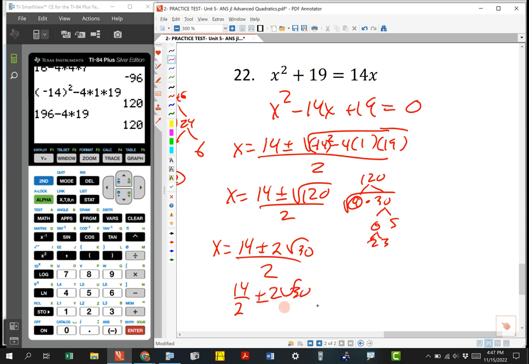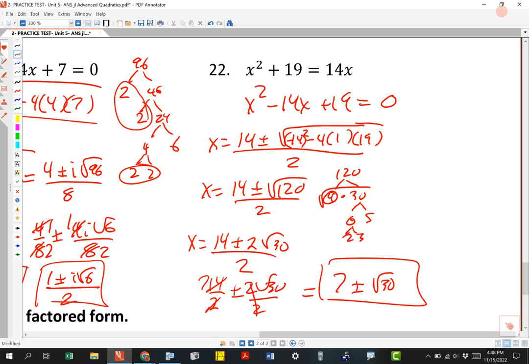And I can do some cancellation here. Once I cancel the 2's, and once I cancel the 2 with the 14, here's what we end up with: a 7 plus or minus radical 30. Okay, so we got that right there.